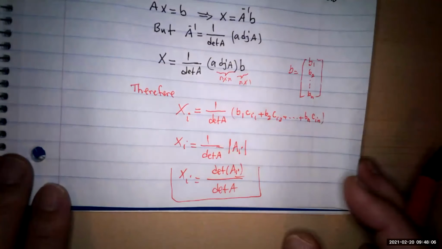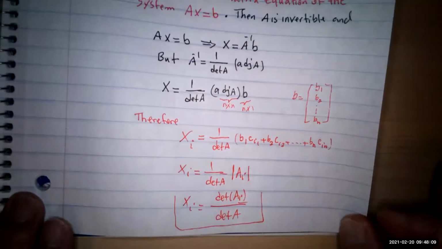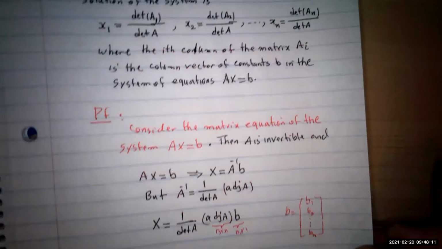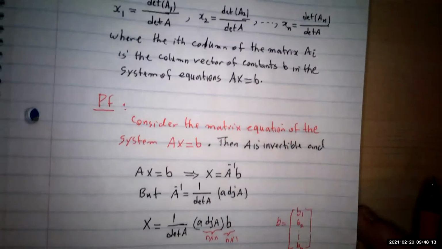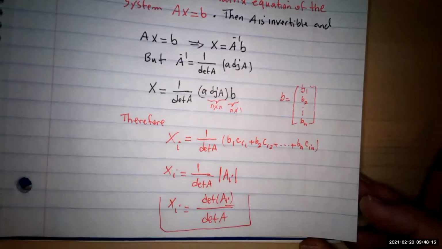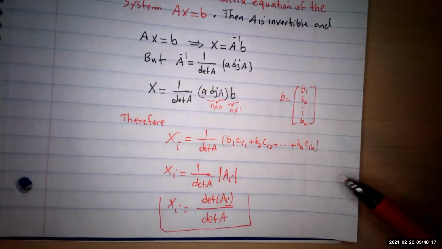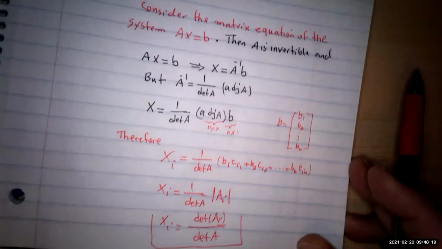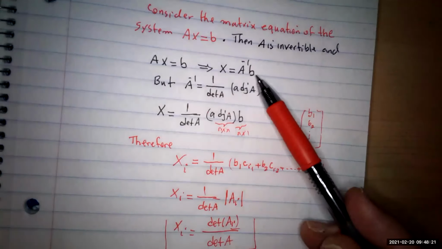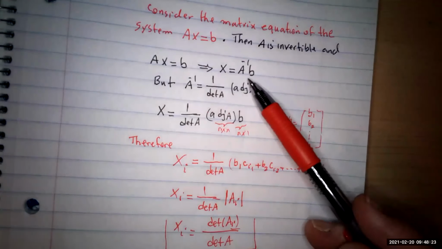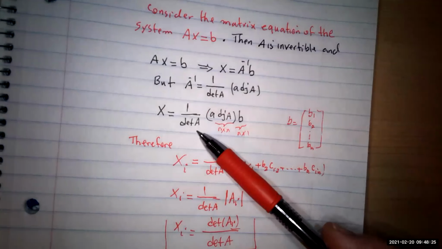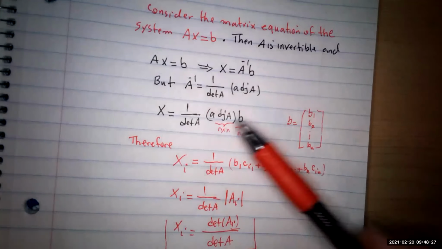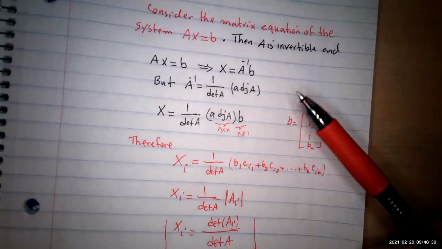Okay, so if you'd like to see the proof, this is the proof. That would show you the definition of the adjoint that we talked about. Basically, we start with AX equals B, so X would be A inverse times B. We replace the A inverse by the adjoint over the determinant of A. So we multiply these two together for the 3 by 3 or 2 by 2.